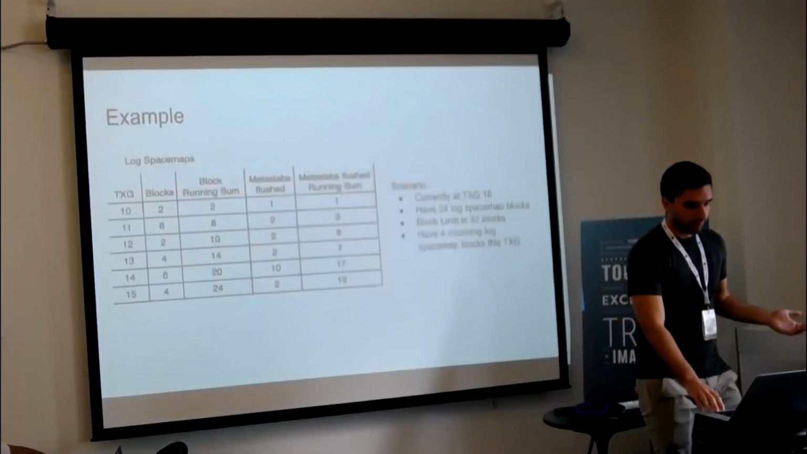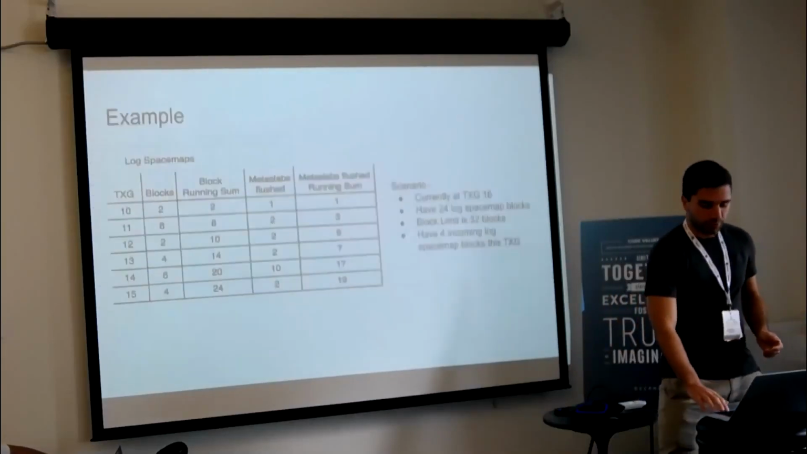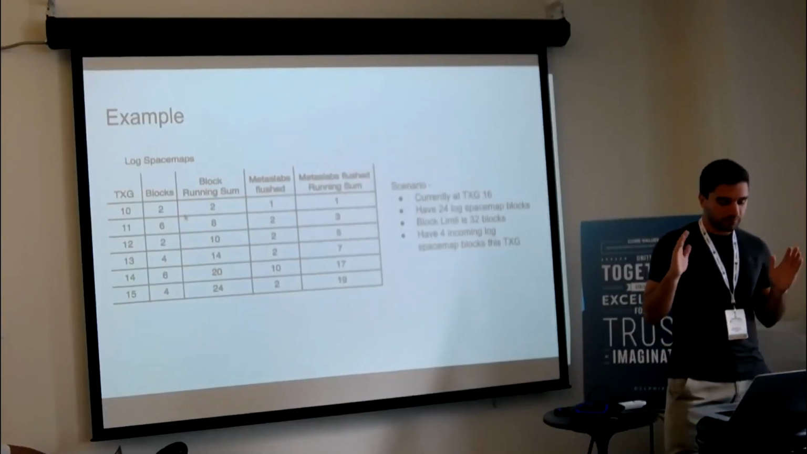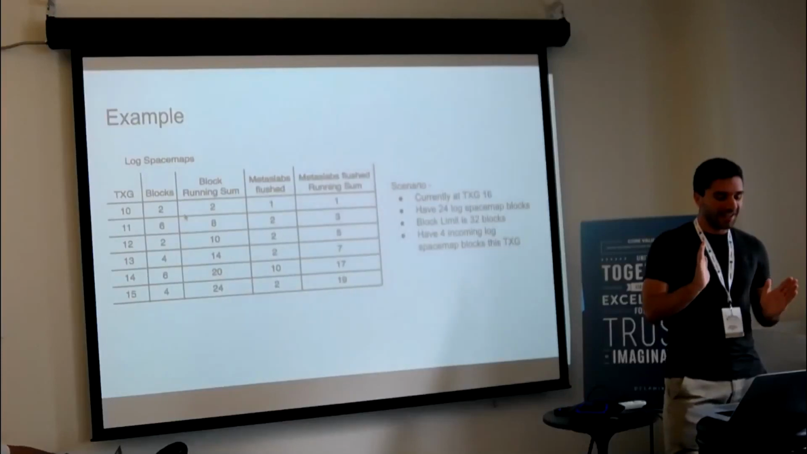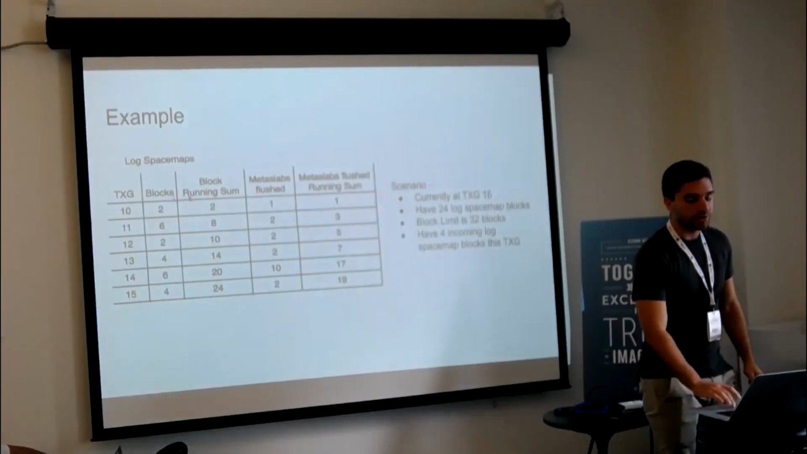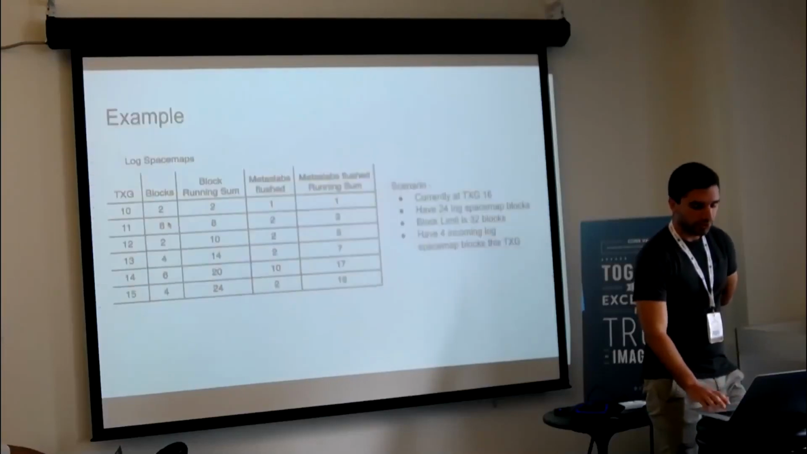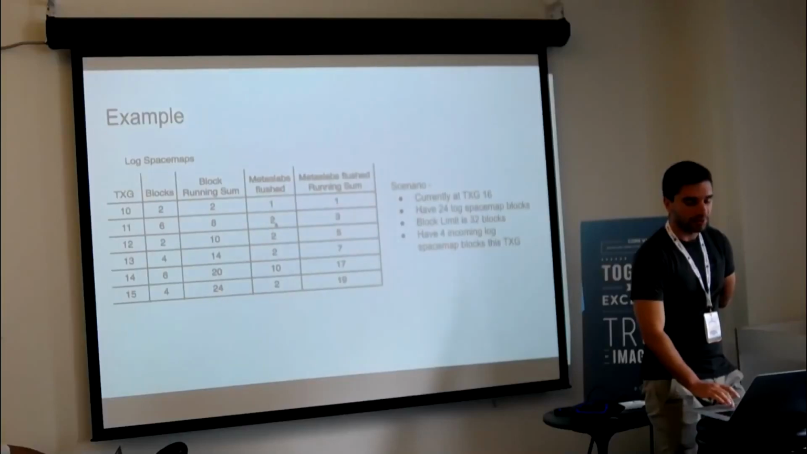So here's an example that I have. You can see that table; I'll explain all of this. This is the history of our log. Each row is a log space map. So the first row is the log space map of TXG10. It has 2 blocks. I'm going to talk about the running sums in a bit. And at that TXG, we flushed 1 metaslab. At TXG11, we had 6 incoming blocks, and we flushed 2 metaslabs.